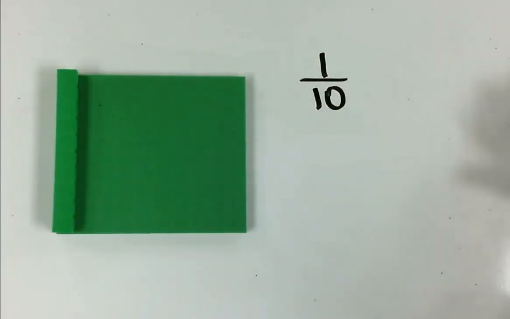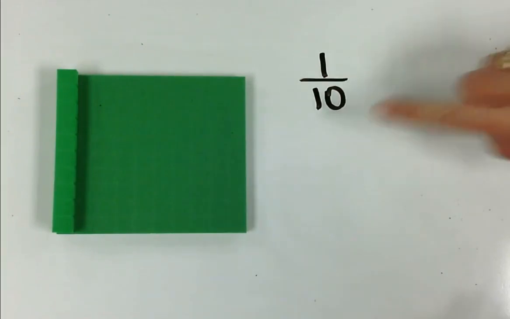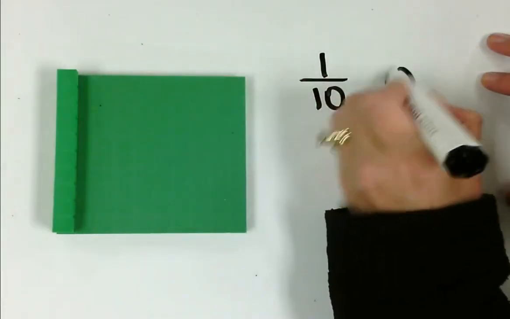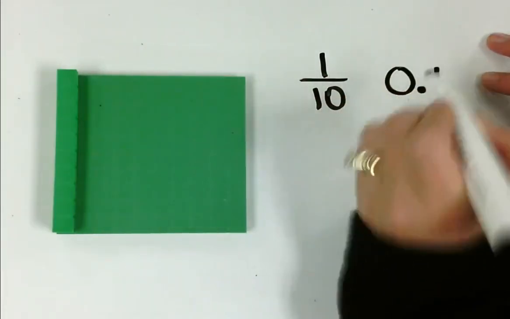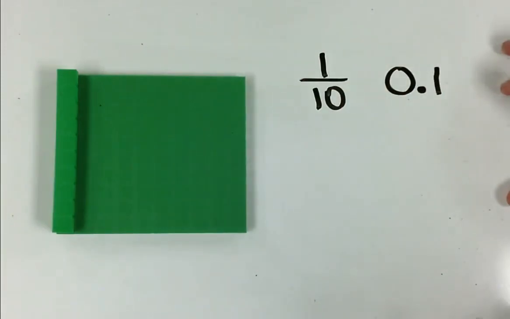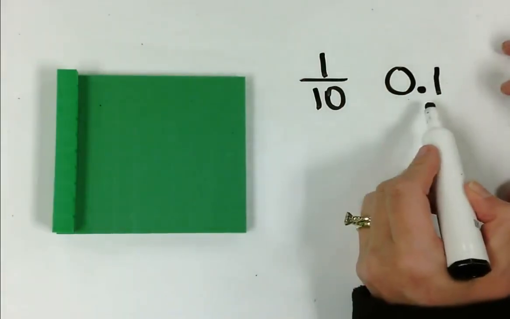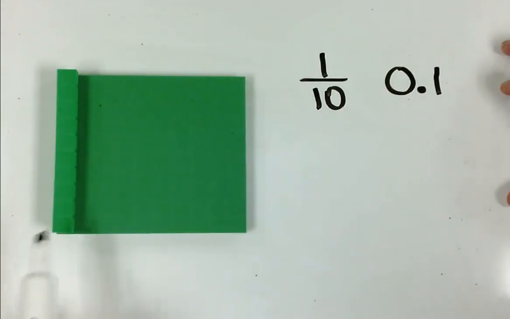And then you can introduce that this is the way we write it as a fraction. This is the way we write it as a decimal. And we read this as 1/10. One piece out of 10. It's part of a whole.